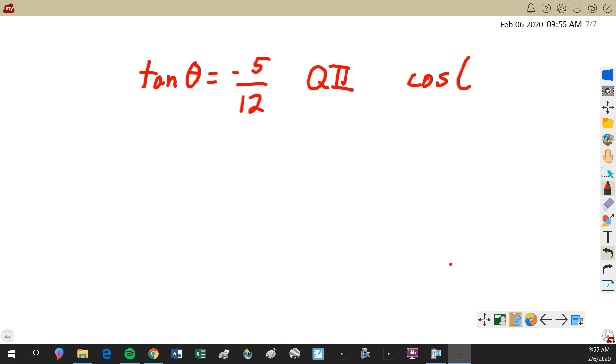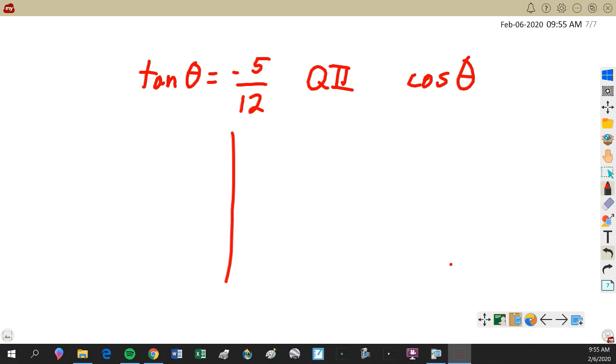All right. Look at number 26. If the tangent of theta is negative 5 over 12, and the terminal side of theta is in quadrant 2, what is the cosine of theta? Now there's a lot going on here. Okay, we know the value of tangent. We know where the angle is relatively. We know which quadrant it lands in. We want to know what the cosine of that same angle is.